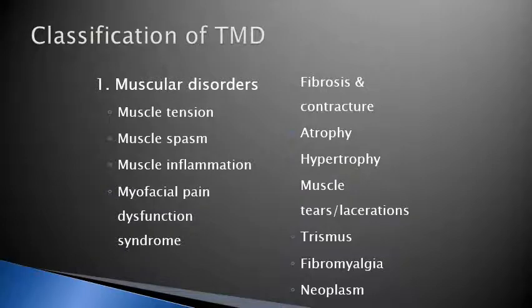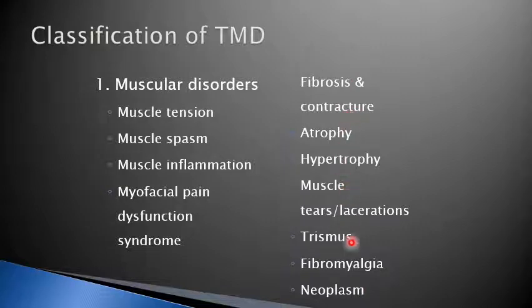So these are various types of classification. Now muscle disorders: you can have muscle tension, muscle spasm, muscle inflammation, and the myofascial pain dysfunction syndrome. This is very important, we need to read about this. This is asked as a 5-mark question, can be a 10-mark question. Then you have fibrosis and contracture, atrophy, hypertrophy, muscle tears and laceration, trismus, fibromyalgia, and neoplasm.